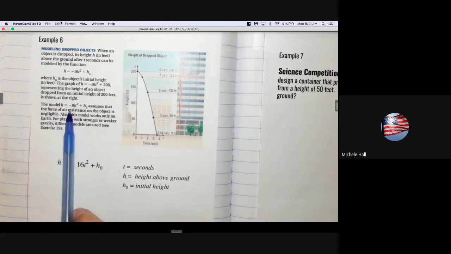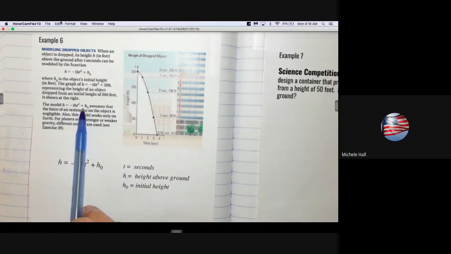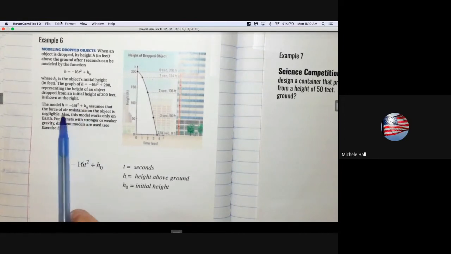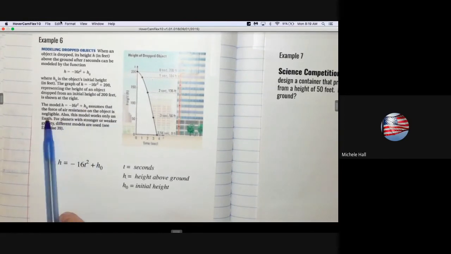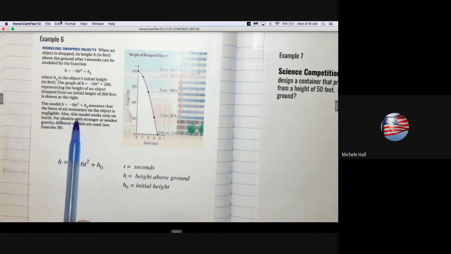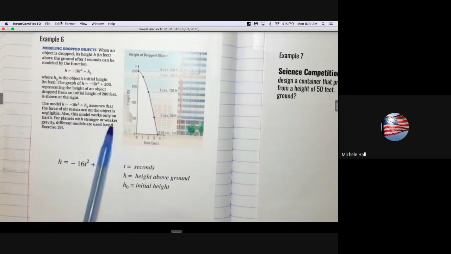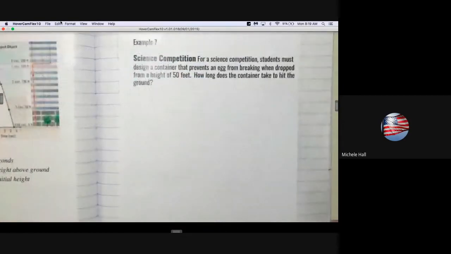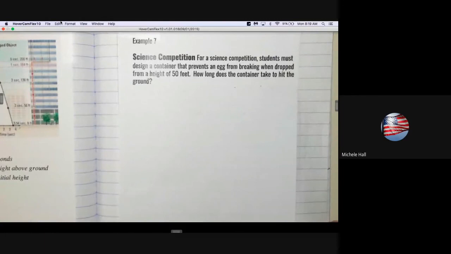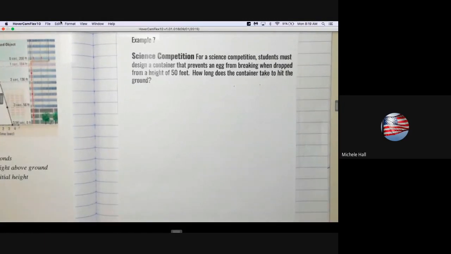The model h equals negative 16t squared plus h of 0 assumes that the force of air resistance on an object is negligible. Also, this model works only on Earth. For planets with stronger or weaker gravity, different models are used. Science competition. For a science competition, students must design a container that prevents an egg from breaking when dropped from a height of 50 feet. How long does a container take to hit the ground?